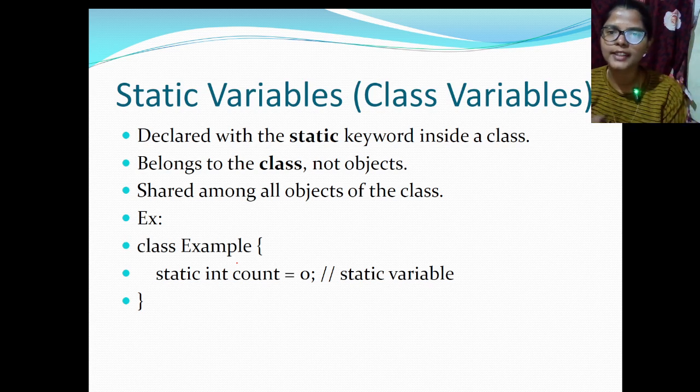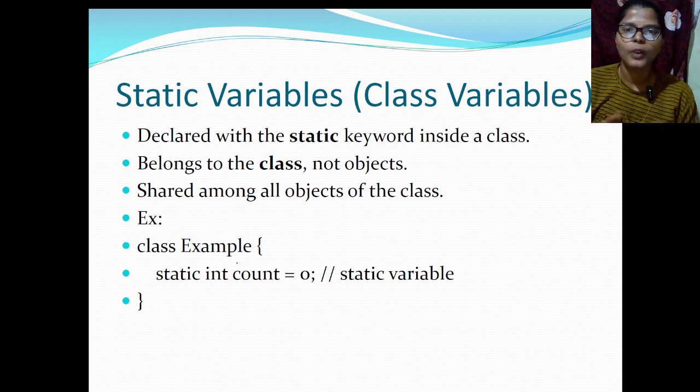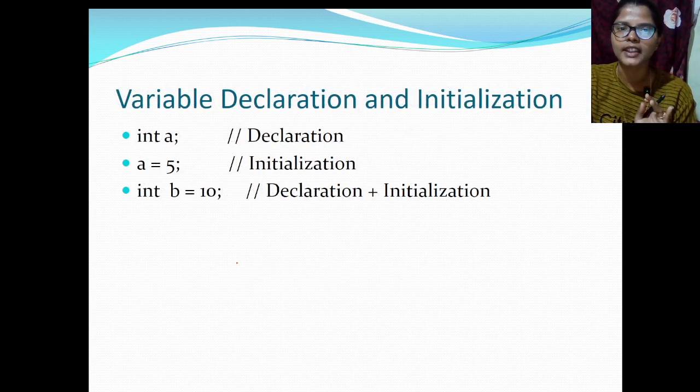I'm just giving an example to understand the concept clearly. This is our overall idea. What is meant by variable? What are the different types of variables? We have seen local variable, instance variable, and static variable.